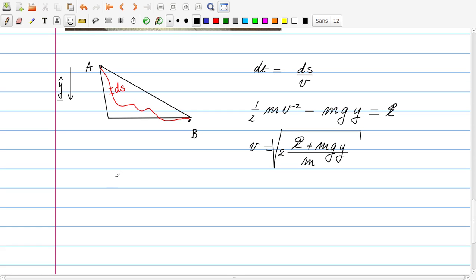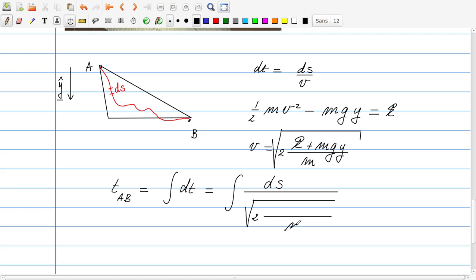So if we want to find the total traversal time, the T_AB, then we can write that as an integral of all the small dt's. We add them up, and that's the integral along the path, and we can replace that by an integral of ds over v, and for v we use this expression here, the square root of 2 over m times (E plus mgy).